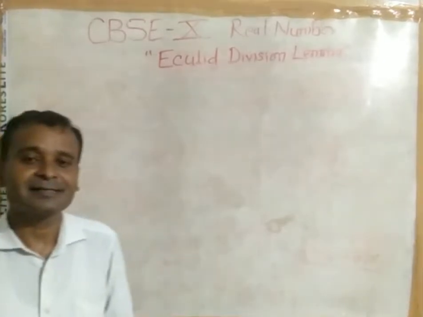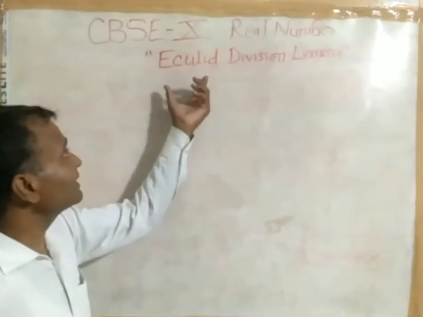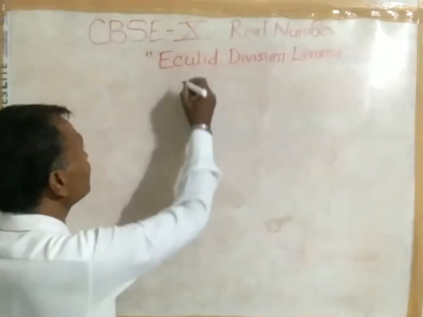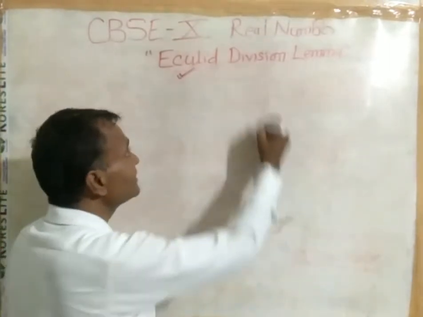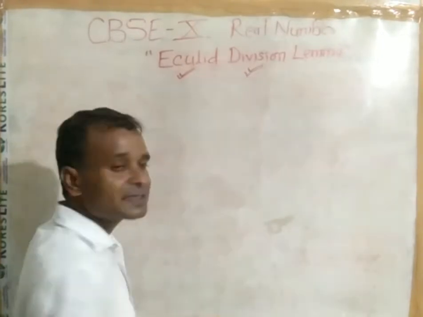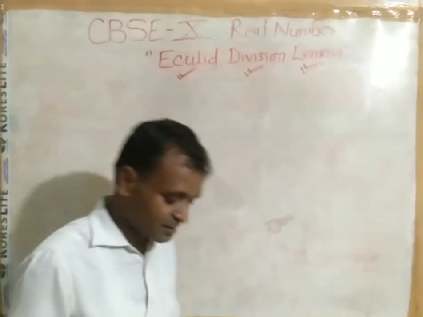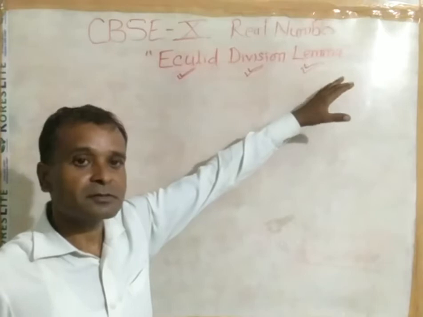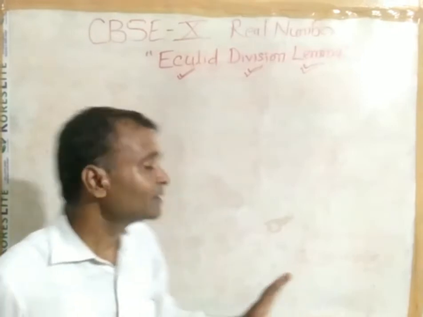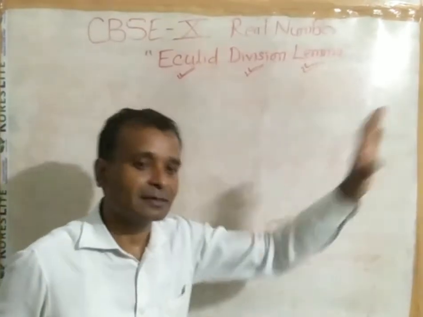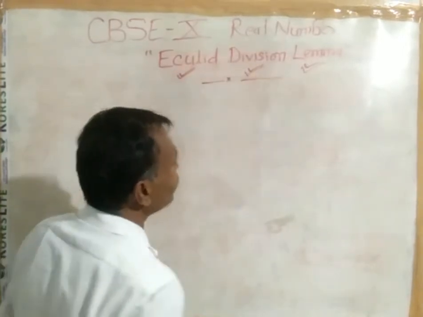We try to understand its word meaning first. Euclid refers to a person, a mathematician. Okay? And division is the process of mathematics. And lemma refers to steps which are used to solve any mathematical problem. Okay, so this is its word meaning. Now, how can we define it?